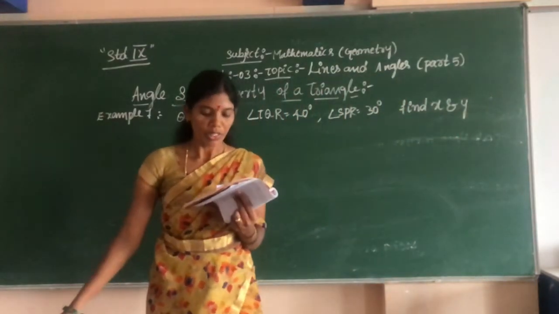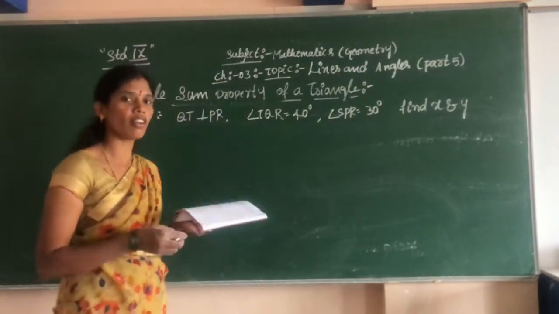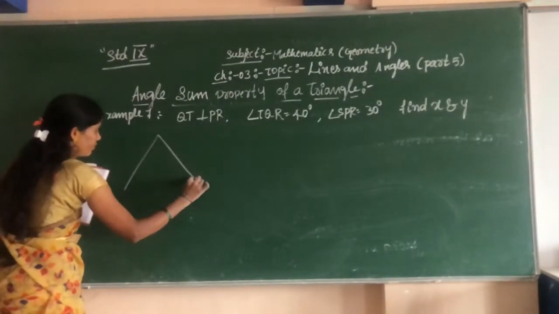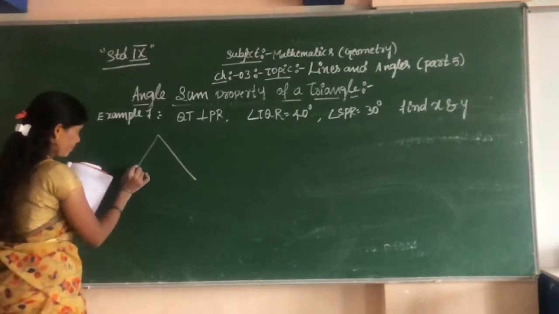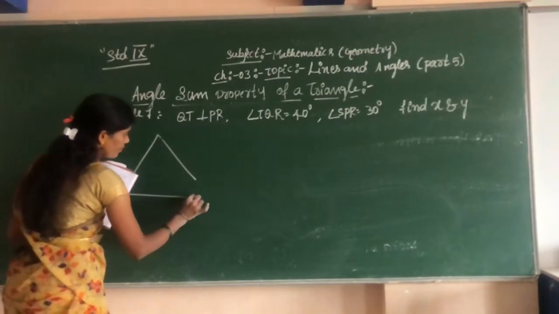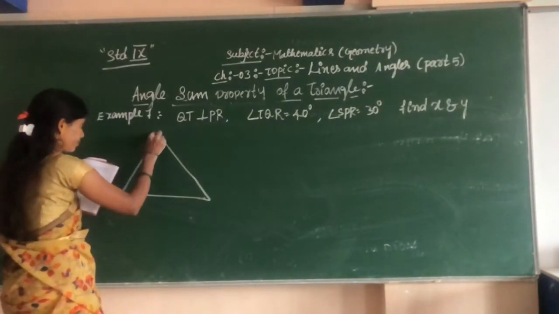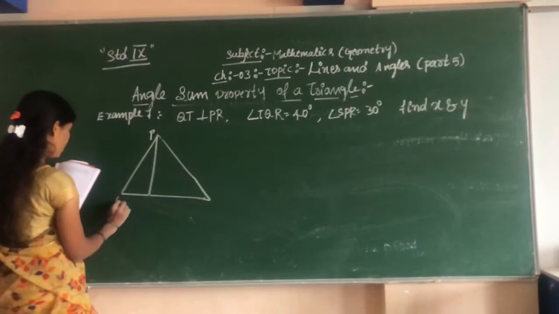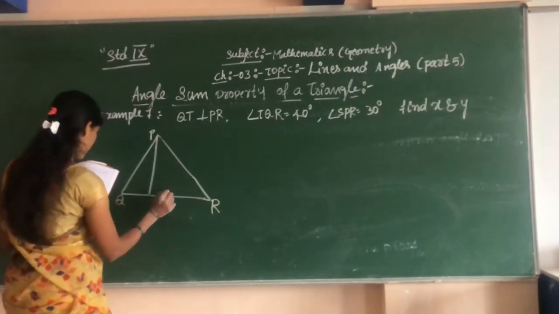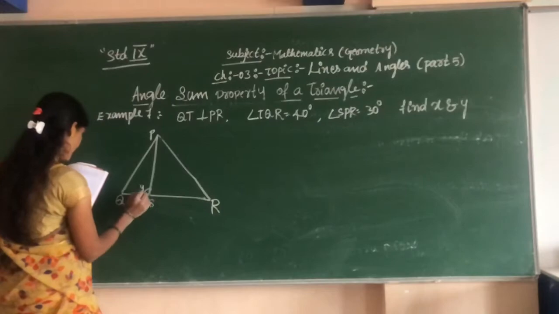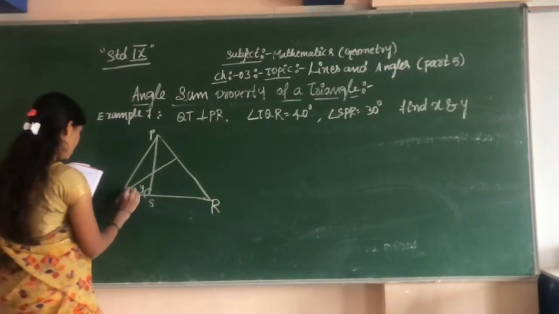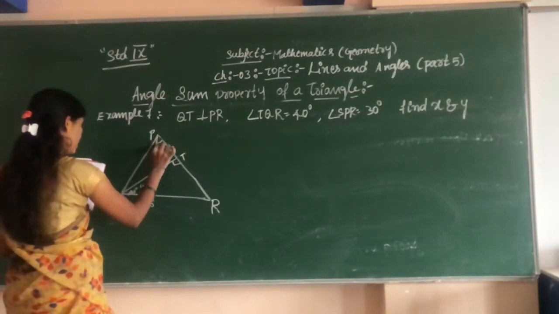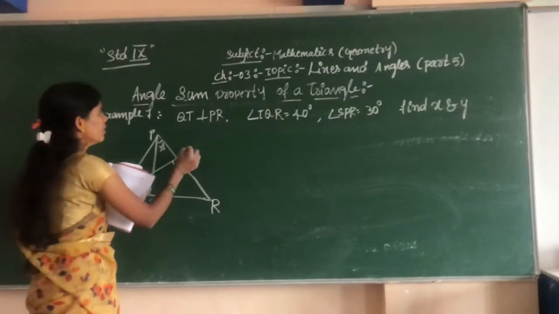Fine. Which figure should we draw? A quadrilateral? No, this is drawing only a triangle. P, Q, R. This is y. This is S. This is 40 degrees. This is T. This is 30 degrees. Okay, solution.